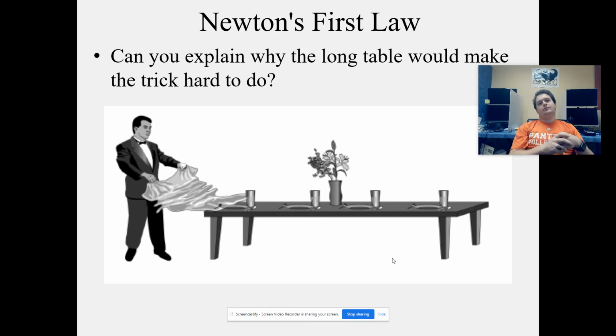There's more stuff on the table and whatnot. So anyways, moving on.